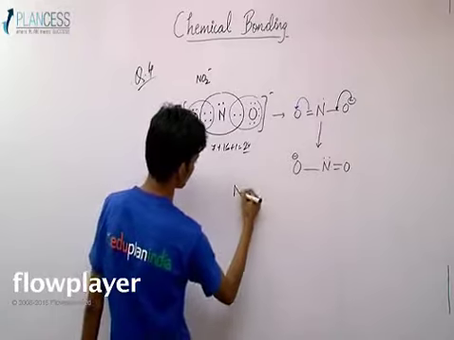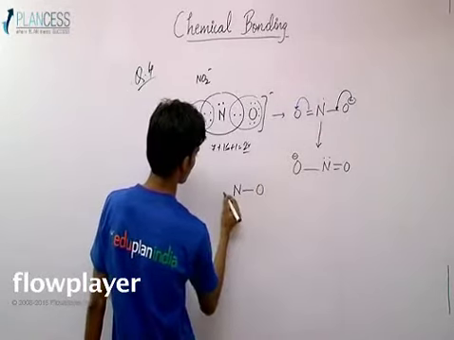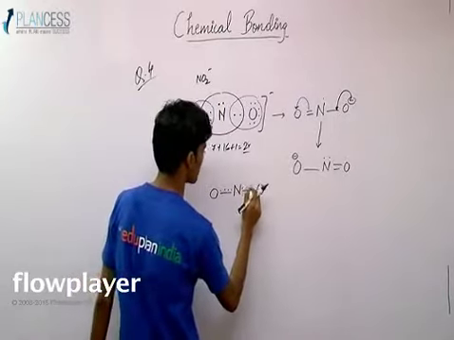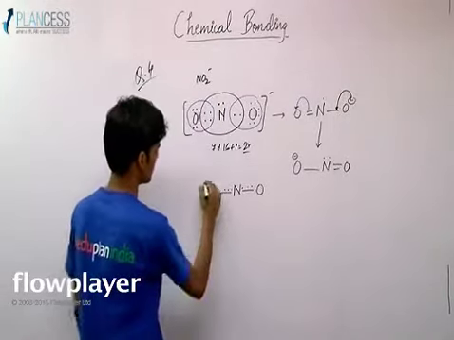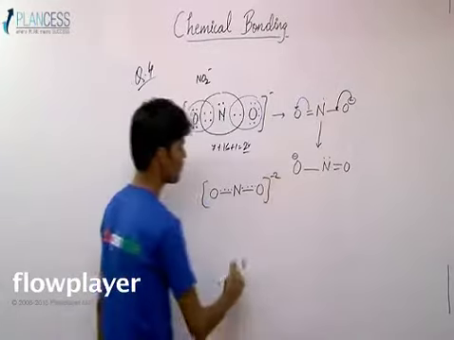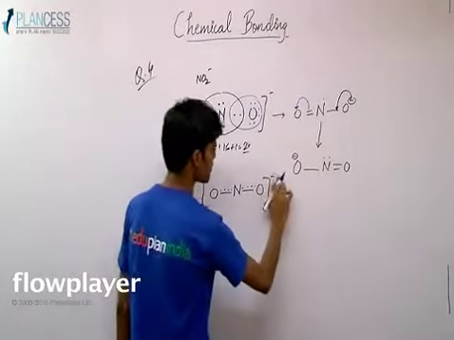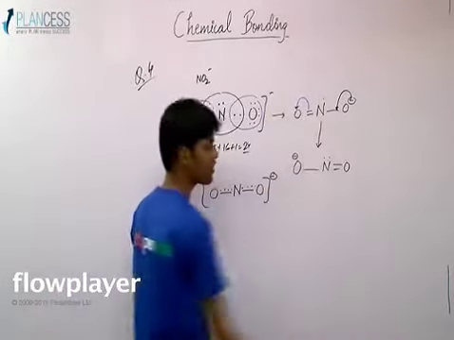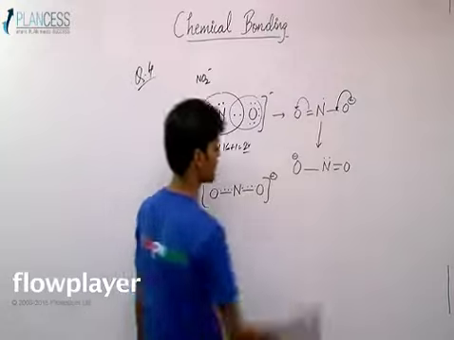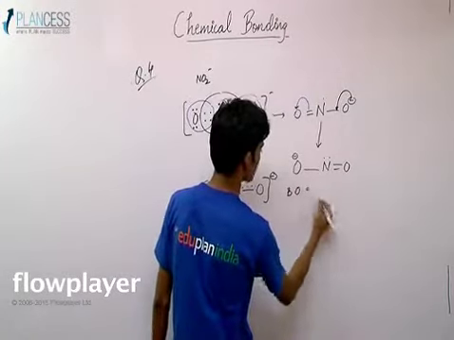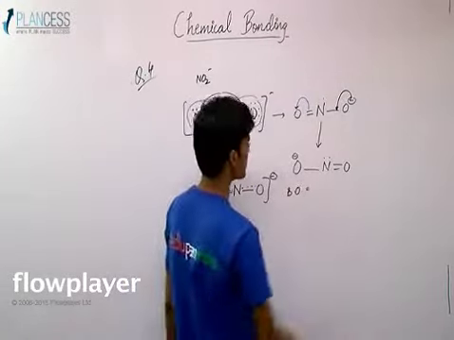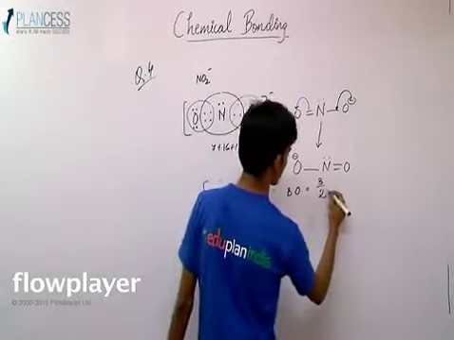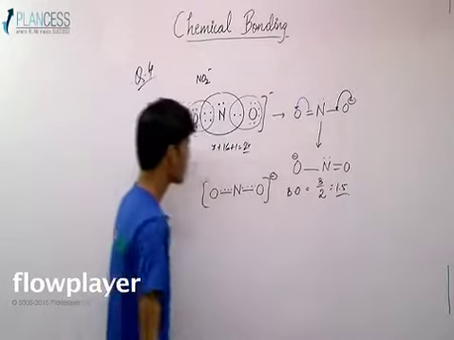The final structure would be something like N, single bond O, with some double bond character, and the whole charge is minus 1. If you want to calculate the bond order, since the stability of both the resonating structures is the same, we can apply that bond order equals the total number of bonds involved in the resonance, that is 3, divided by the total number of resonating structures, that is 2, which is 1.5. So the bond order would be 1.5.